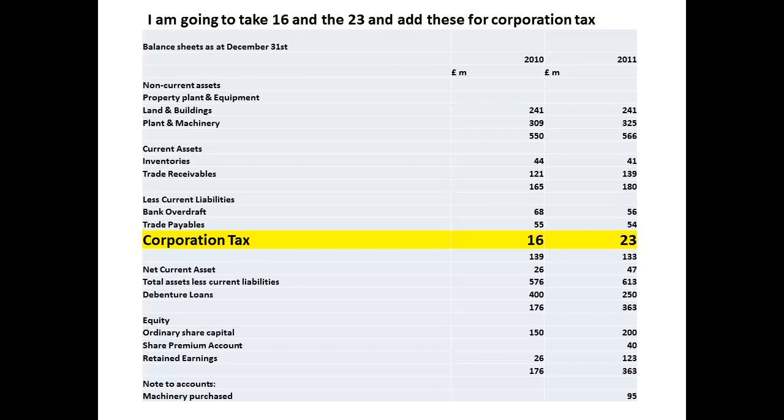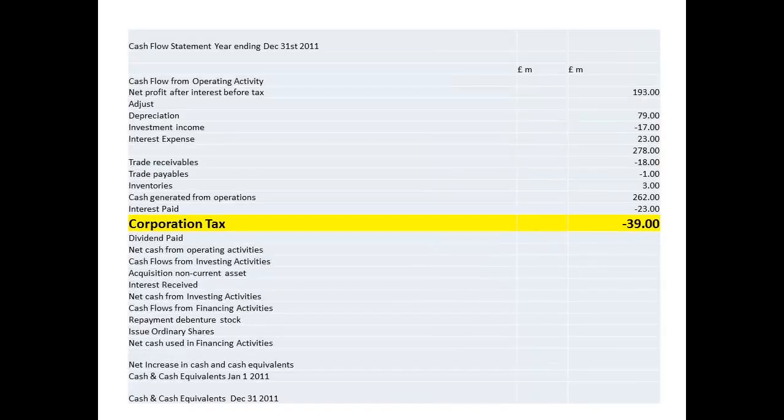I also have a liability of 23 million for this year, so this represents 50% I am carrying forward. That means I must have paid the other 50% or 23 million. I can enter these to the cash flow statement. 16 plus 23 gives me a figure of 39 million.